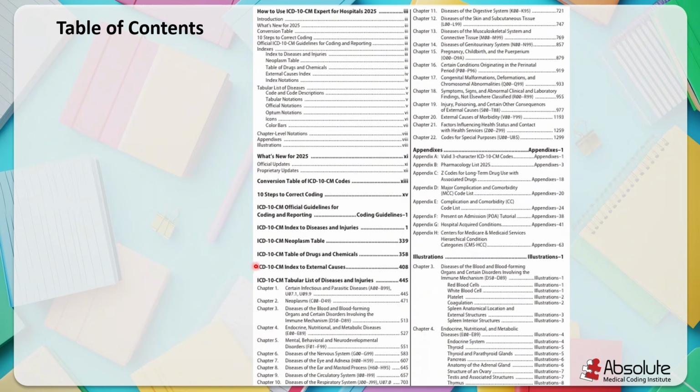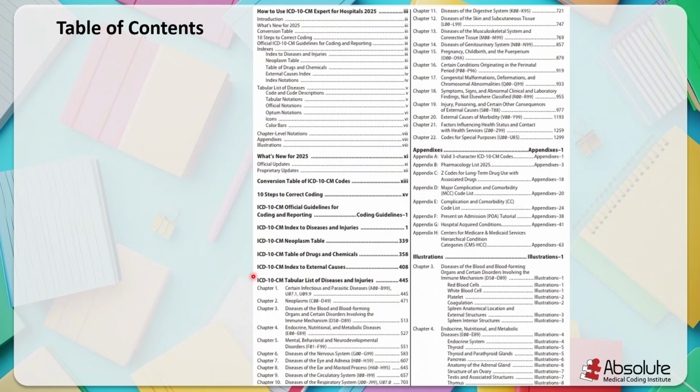We'll show you how to use that a little later. Then you've got your table of drugs and chemicals, and these are used with conditions like poisonings or adverse effects. You're going to have to list the drug and chemical that is involved. You would get it from this table. Then you have an index to external causes. This index does not house diagnoses. No, it answers the question of what, where, when, and how.